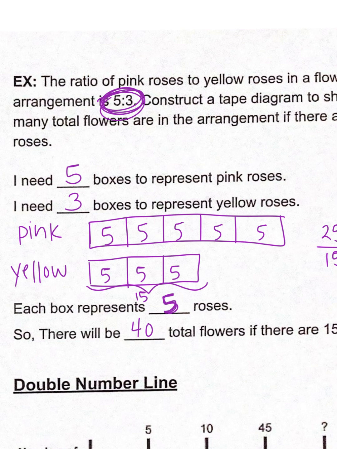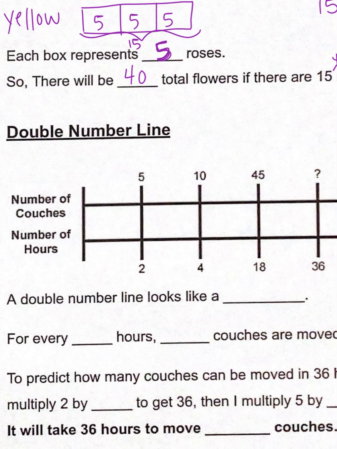Okay, let's look at a double number line. This is representing a number of couches and number of hours. A double number line looks kind of like a table, because I have my labels off to the side over here, and I have my amounts here. It's just not organized within the table boxes. So I can read this as, for every 2 hours, 5 couches are moved.